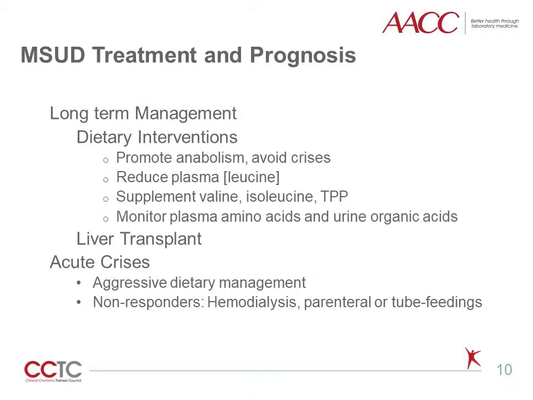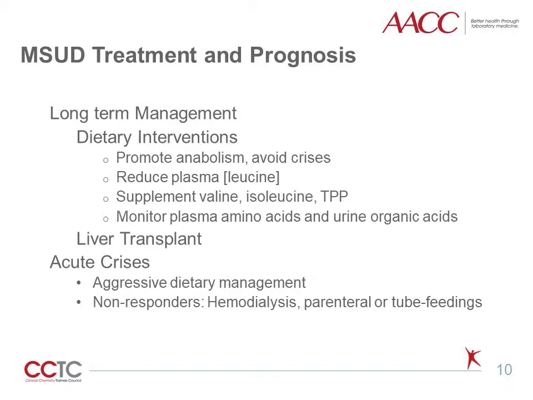The goals of dietary management are to reduce plasma leucine concentration while introducing additional valine and isoleucine to promote anabolism. This approach is therapeutic because valine and isoleucine are typically well tolerated in maple syrup urine disease, whereas leucine imparts the majority of neurological manifestations of the disease. Thiamine pyrophosphate supplementation may also be beneficial in individuals with residual branched-chain ketoacid dehydrogenase complex activity.